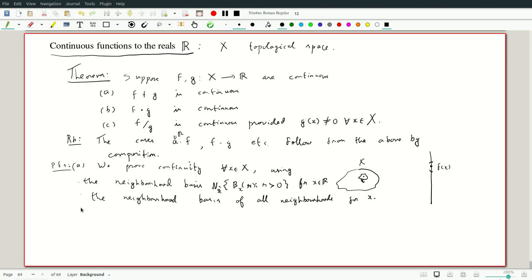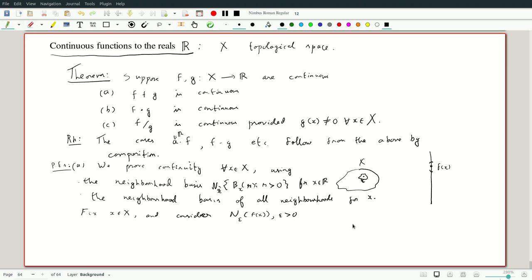Okay, so now consider, or rather let's first fix x. We'll do the usual variant of the usual, let epsilon be greater than 0 be given, and consider the neighborhood of size epsilon of f of x, epsilon greater than 0. So fix x in X and you consider this neighborhood.